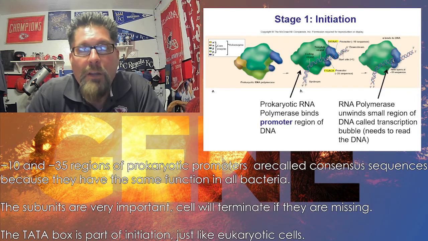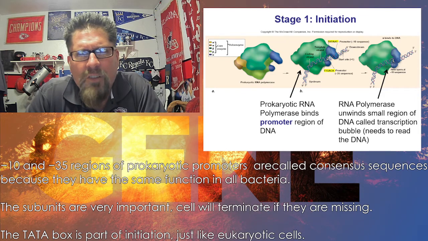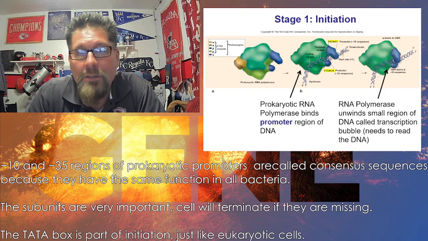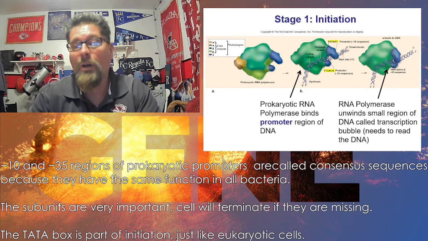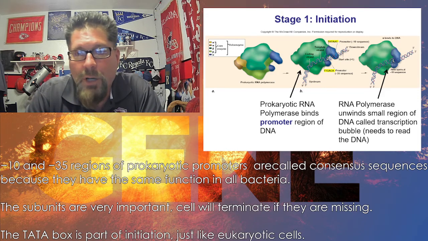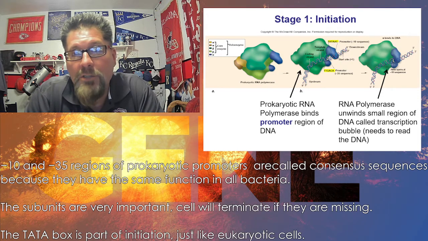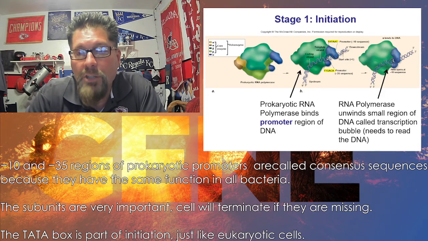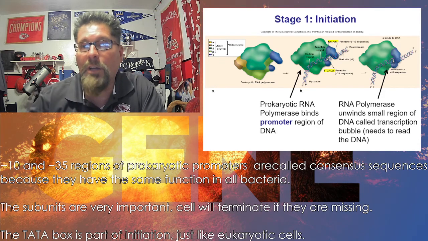Now you may think that, boy, that sounds kind of harsh. If one of our cells didn't work, yeah, it would just shut down. Of course, the difference is we have trillions of cells. Well, guess how many cells the bacteria has? Just the one. So it's pretty detrimental to the organism at that point in time. But again, another similarity, just like eukaryotic cells, that TATA box, it's part of the initiation process and helps get that thing started.